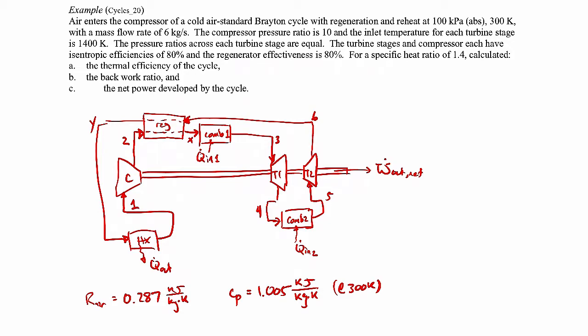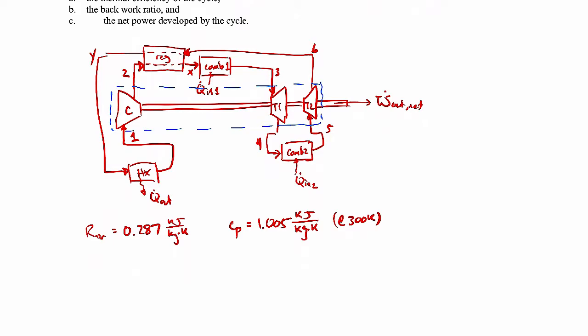All right, so to find the net power, I'm going to start at part C here, find the net power developed by the cycle. To do that, I'm going to apply the first law to a control volume that surrounds the compressor and turbine stages. So first law to compressor and turbines, and I'm going to assume that it's steady state, steady flow, adiabatic, and neglect changes in kinetic and potential energy when I write out the first law.